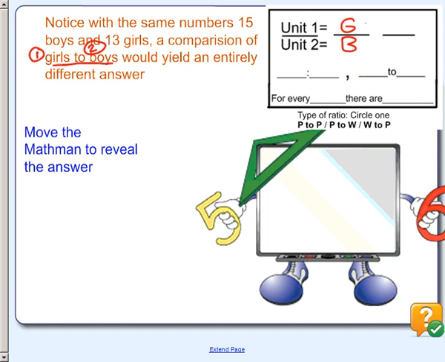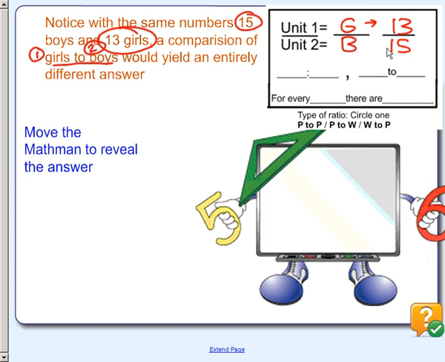Now we need to go into the problem and look: how many girls were there? That's right here. There are 13 girls. How many boys were there? There are 15. So notice what happened. We had 15 over 13 before, now we have 13 over 15. Order does matter. You need to look at what order the question asks. That's how you write your answer.